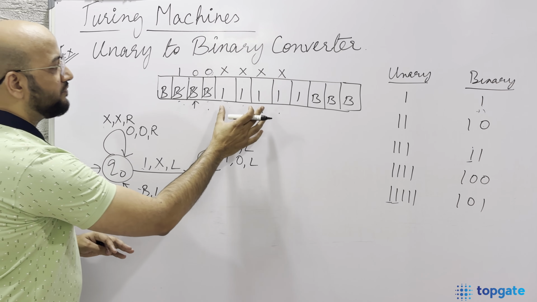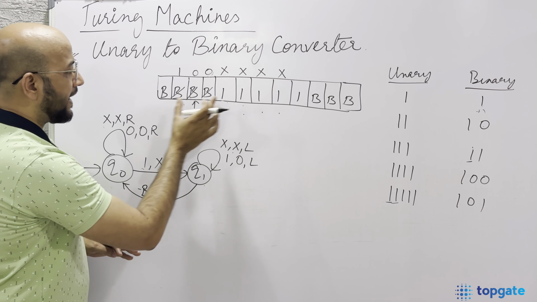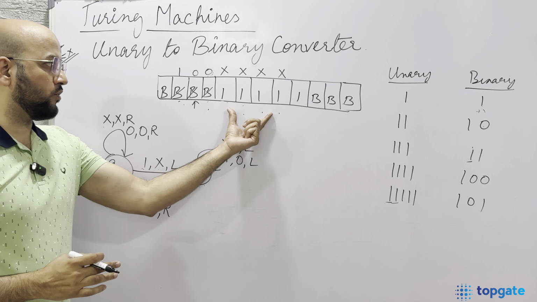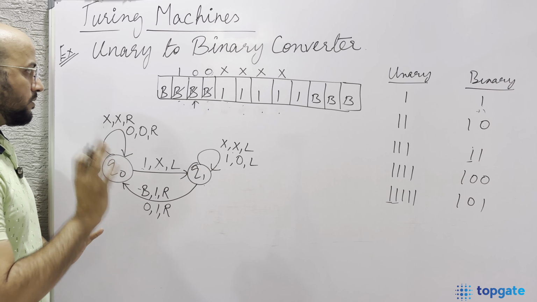So far so good. We have read 4 unary ones here and I have written 1 0 0 here. That means 4 in binary is equal to 4 in unary also. So no problem till now.